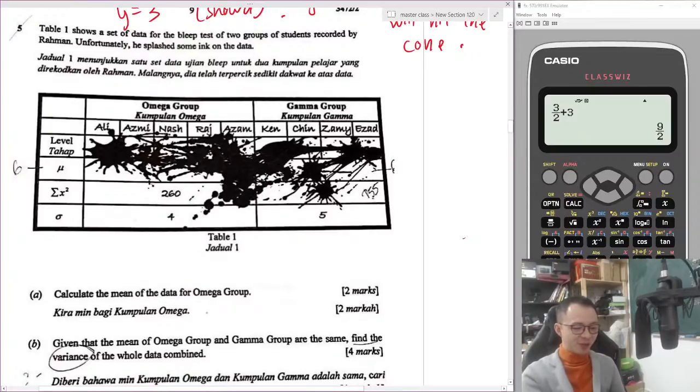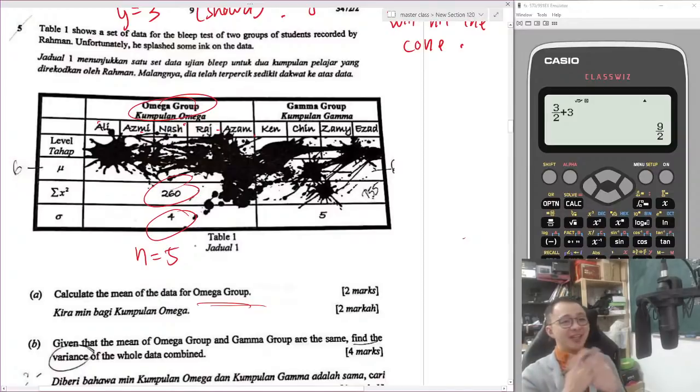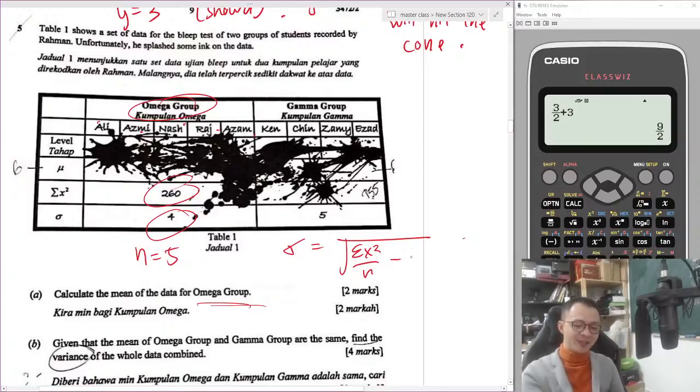So the first, they ask you to find the mean of the omega group. For the omega group here, I have the sum of x squared, the standard deviation, and n equals 5. This is all the information I have. So I can easily get the mean by using the standard deviation formula. Standard deviation equals the square root of sum of x squared over n minus mean squared. Okay, this is the formula.